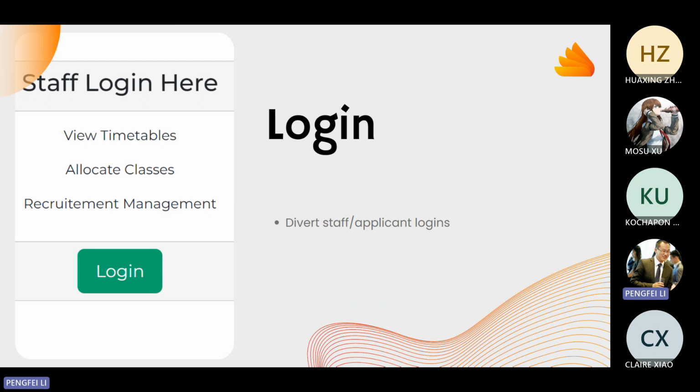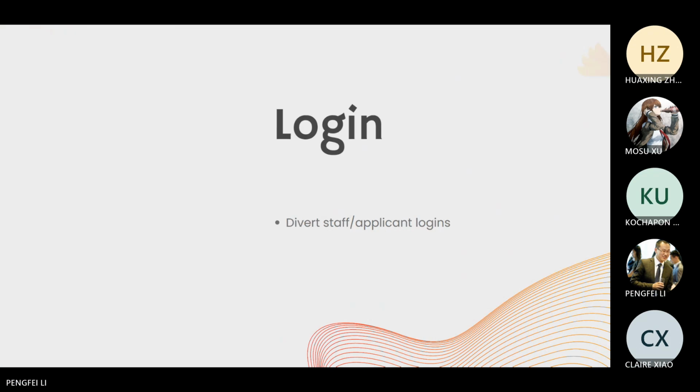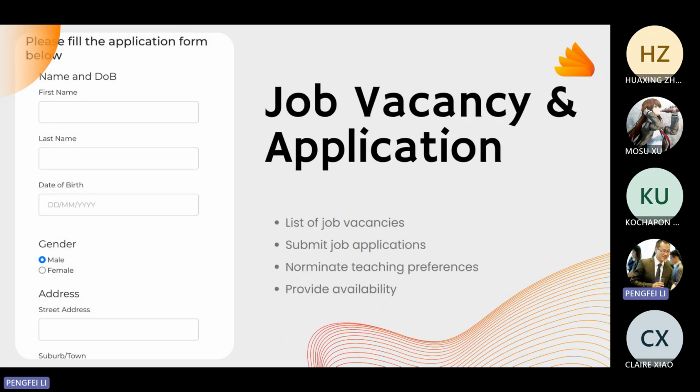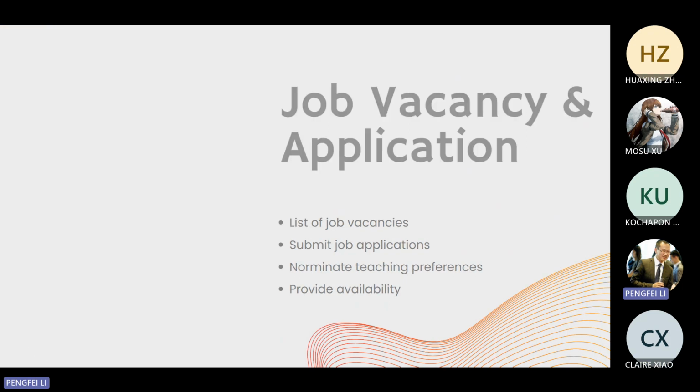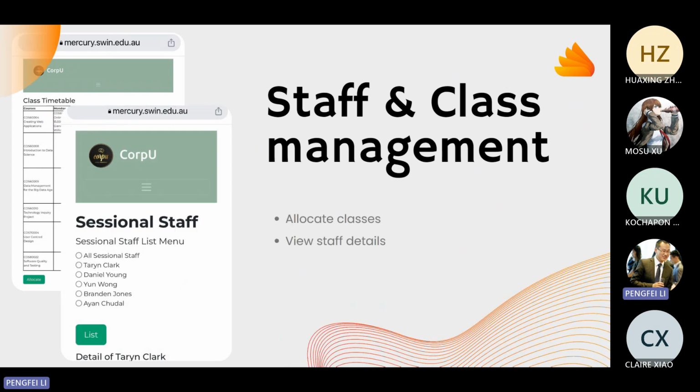The login function will divert permanent staff, sessional staff, and applicants to different login pages so that they can access different information after logging in. Our job vacancy and application function will list current job vacancies so that interested people can view and apply for the jobs from the application page by filling in an application form. The staff and class management portal allows permanent staff to view sessional staff and applicant details, and also allocate classes according to their availabilities and preferences provided by the sessional staff.